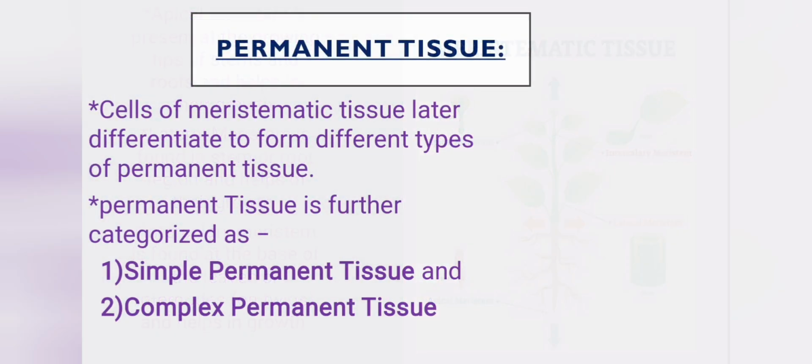See this. Then we will study about the next tissue, that is permanent tissue. Cells of the meristematic tissue later differentiate to form different types of permanent tissue. So here we will study about the different types of permanent tissue. So permanent tissue is divided into two types. First one is simple permanent tissue and the second one is complex permanent tissue. Firstly, we will study about the simple permanent tissue.